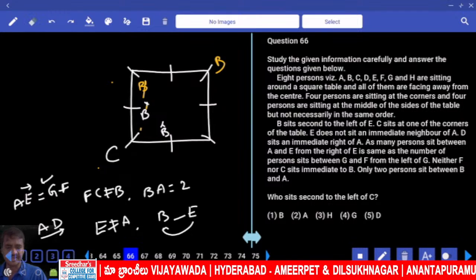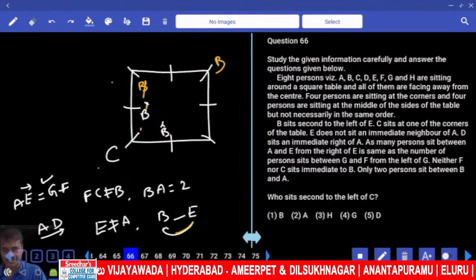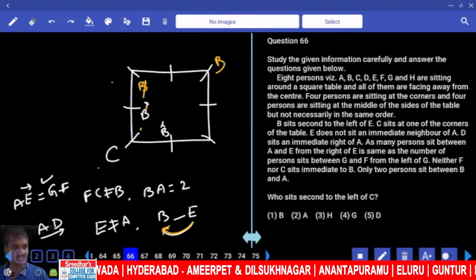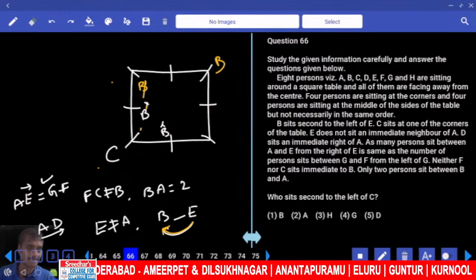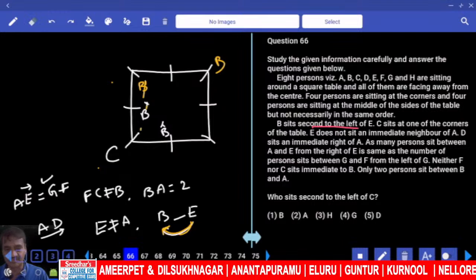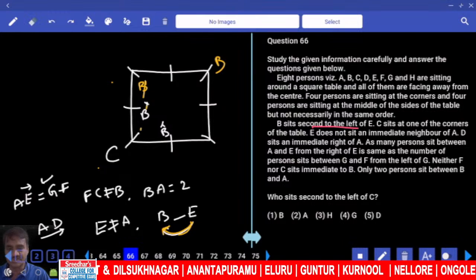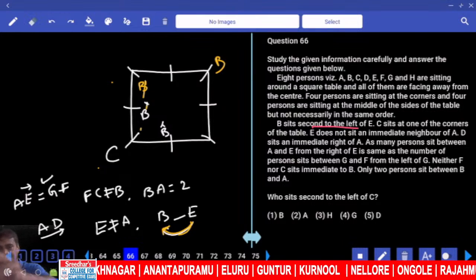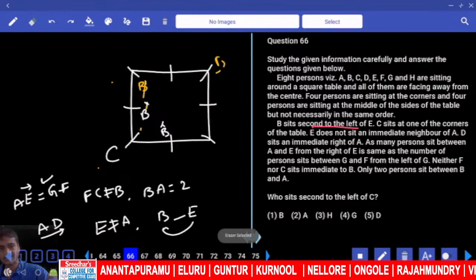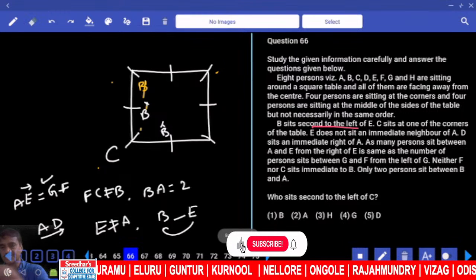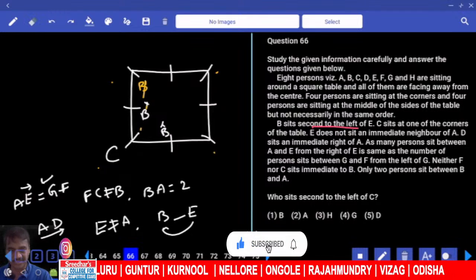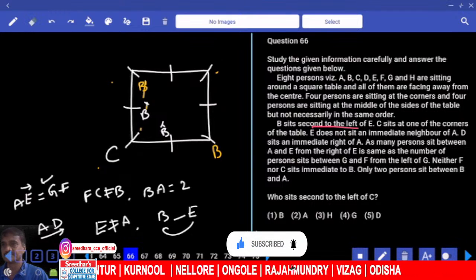Now A and D are adjacent to each other, and at the same time, B sits second to the left or second to the right? B sits second to the left of E. As B is seated second to the left of E, can you have B at this place or not?